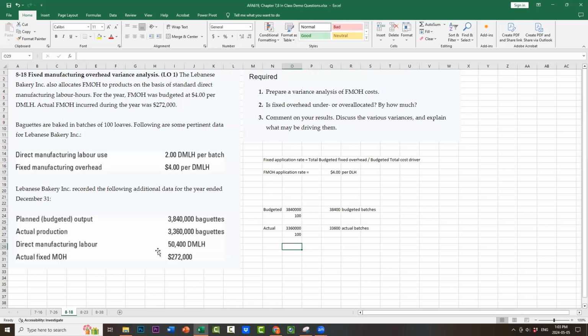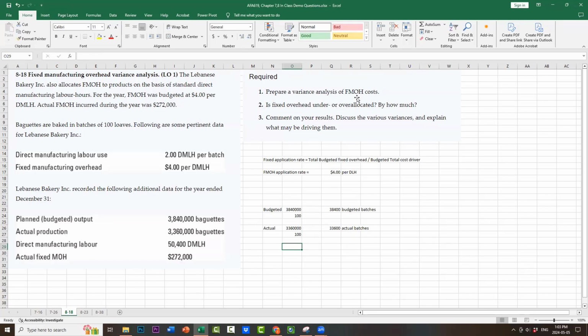Then they tell us that the direct manufacturing labor was 5,400 hours. Those were the actual hours that were worked. And then the actual fixed manufacturing overhead is 272, which we already knew from up here. And then it says, prepare a variance analysis of fixed manufacturing overhead costs.